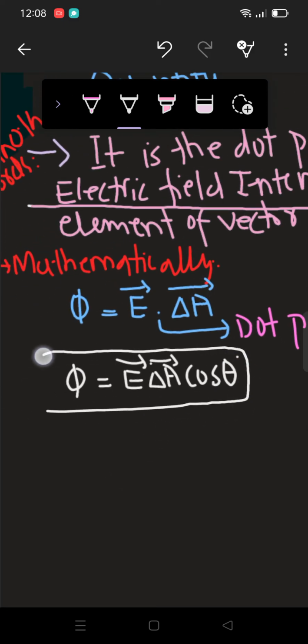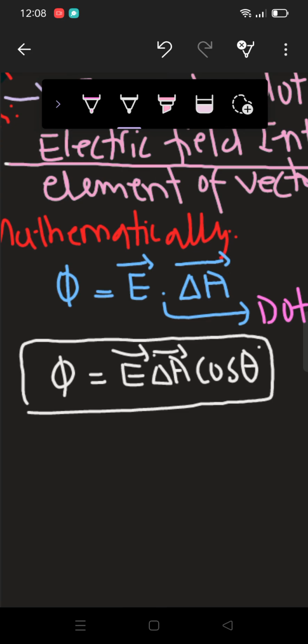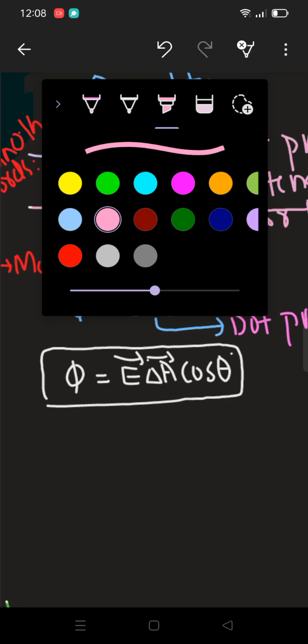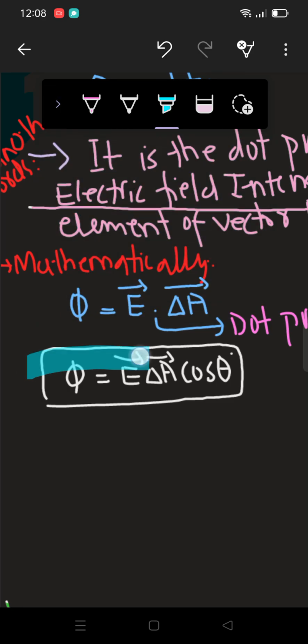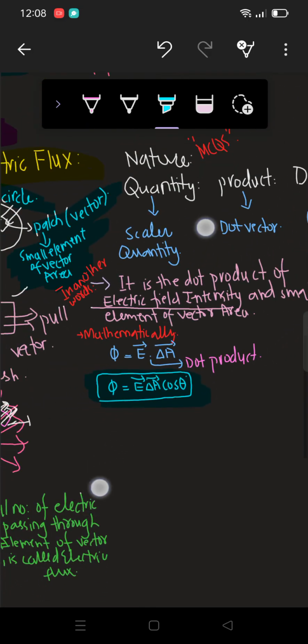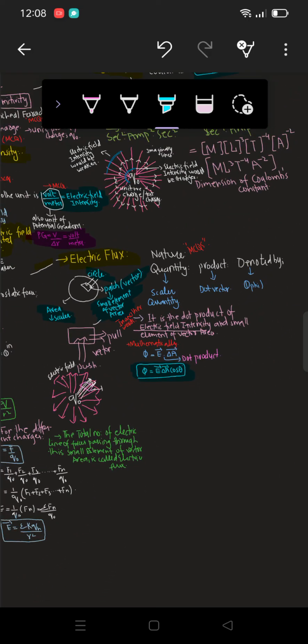And we know that when we have the dot product of two vector quantities, the answer will always be scalar. And when we have the cross product of two vector quantities, the answer will always be a vector. So here we have the dot product of two vector quantities. That's why the answer was scalar, which means electric flux is a scalar quantity.